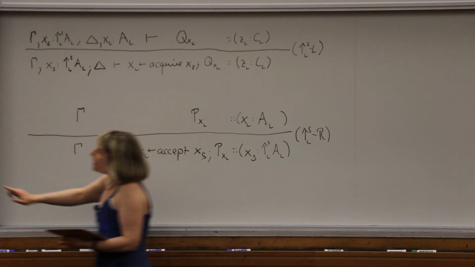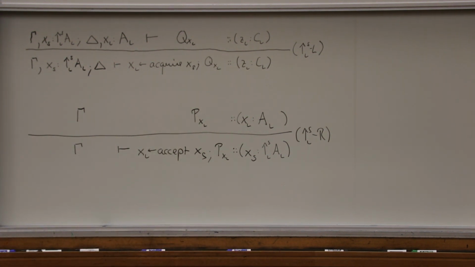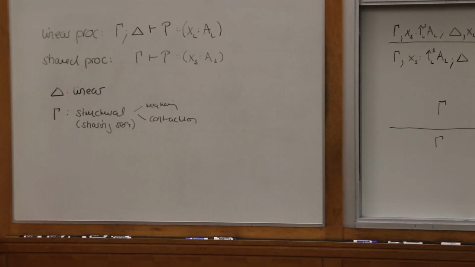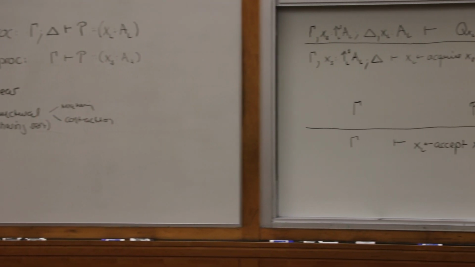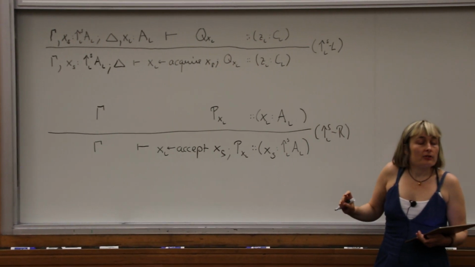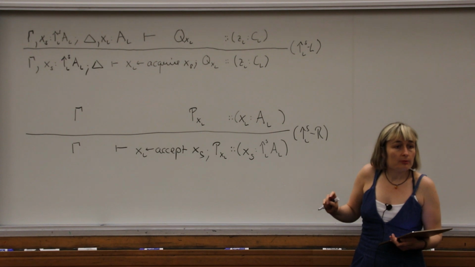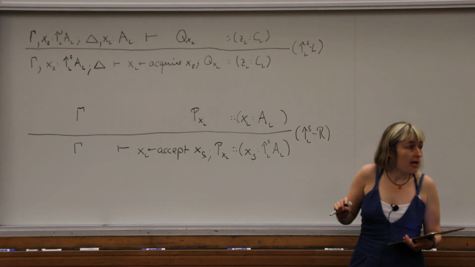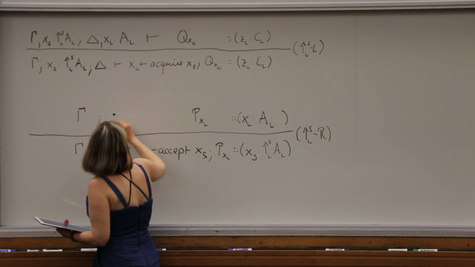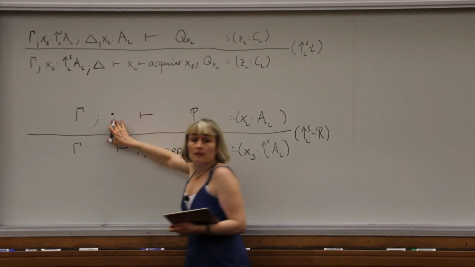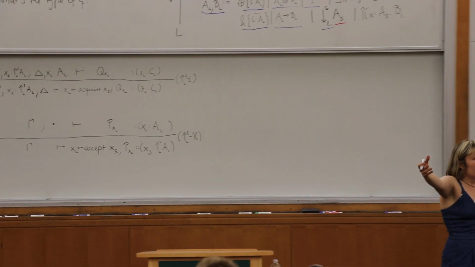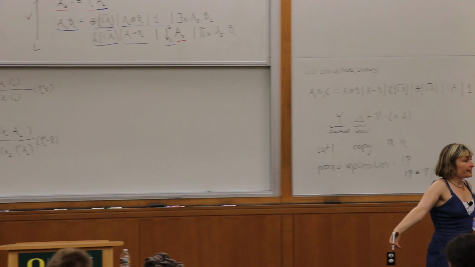Now that we are linear, we are going to have a delta. What is that delta? Does it contain any channels yet or not? Nothing, right? Because we've been shared so far. As a shared process, we do not have any linear channels. So we start out with an empty linear context. But now that we're linear, we can acquire other things, so we can populate this linear context.